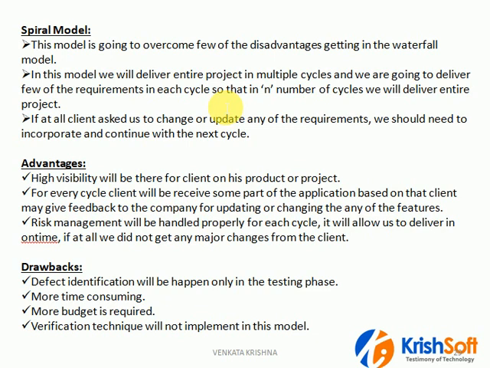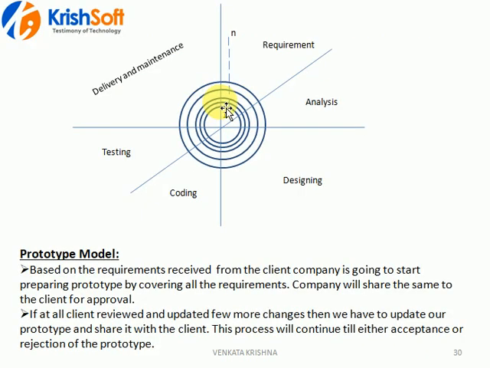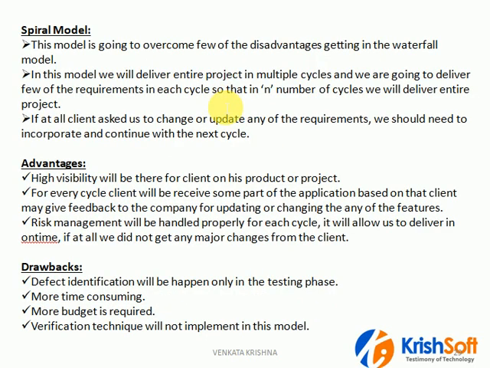Why did they name it a spiral? Because the diagram looks like a spiral. So that is the reason they named it. Let me go over it one more time. Advantages wise, what are the advantages? High visibility will be there for the client, because part by part we are delivering to the client.